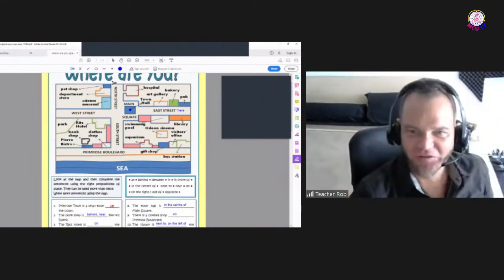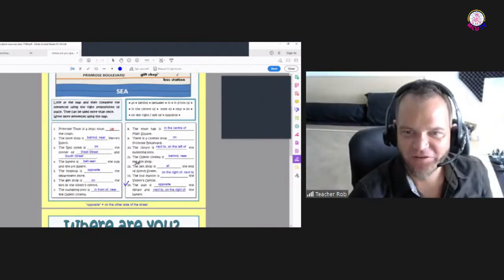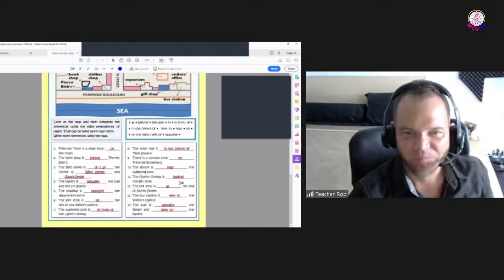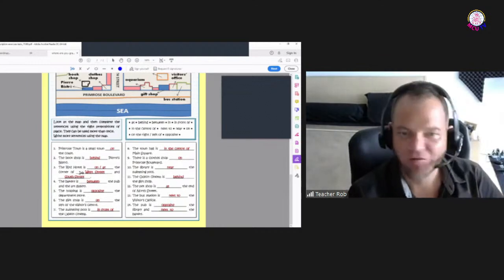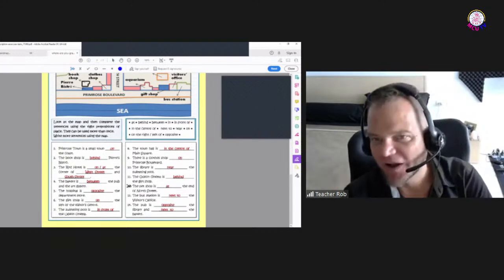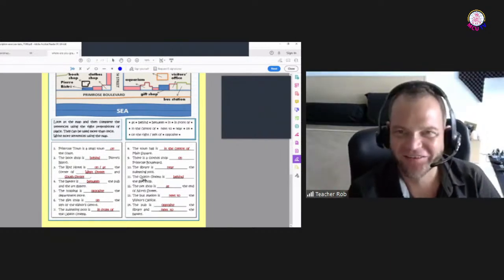So now that we looked at this map, we answered these all correctly. Here's the answer key, all the ones that we did. And actually we added a couple more that the answer key does not have, but it is still acceptable, right? Like next to, on the right of, those are both correct answers, that kind of thing.